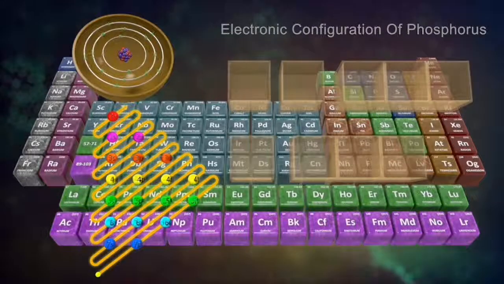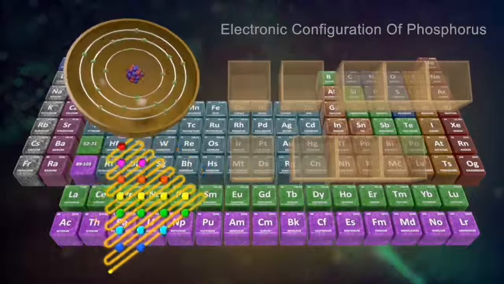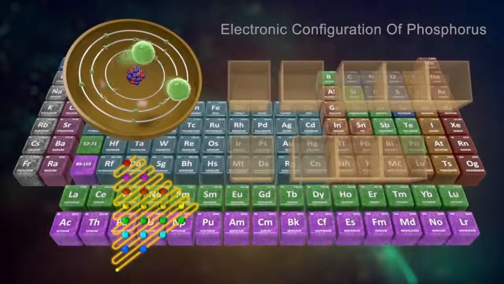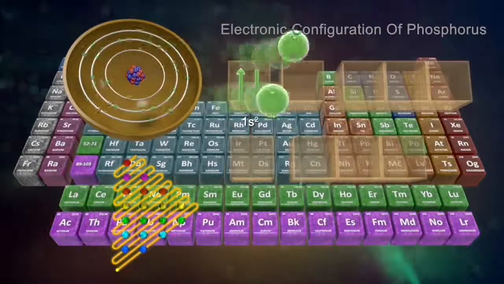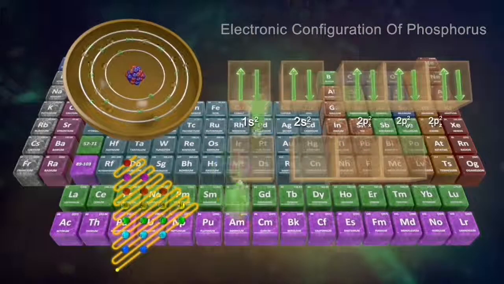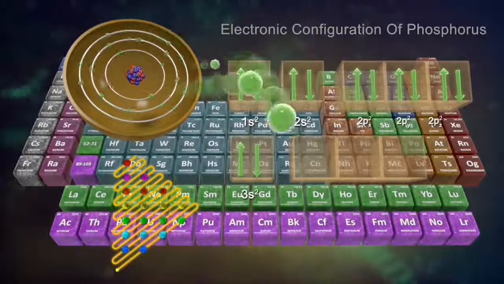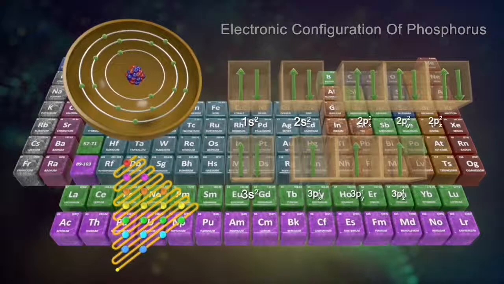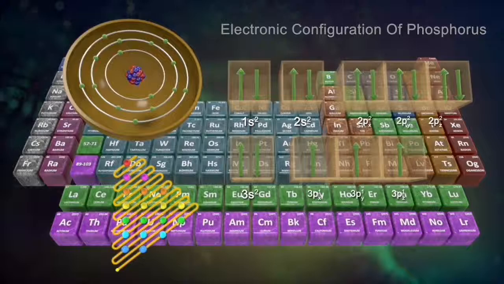Using the orbital diagram method, 2 electrons fill the orbital 1s, next 2 electrons in 2s, followed by 6 electrons in 2p. The next 2 electrons occupy the 3s orbital, and the last 3 occupy the 3p orbitals.